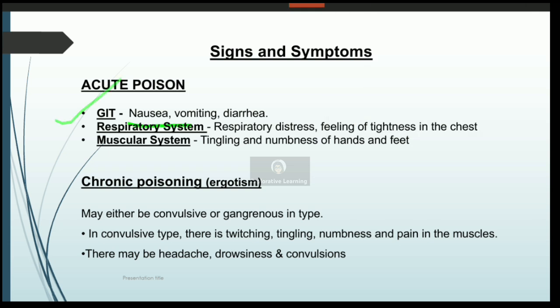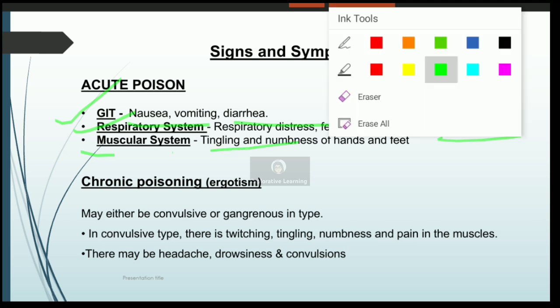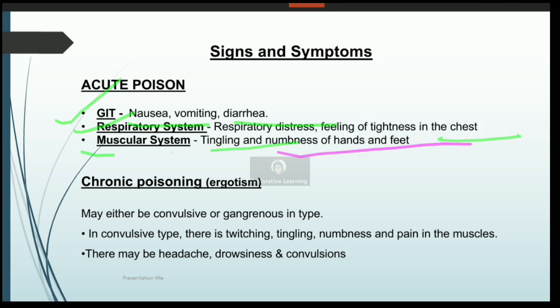Then some common signs and symptoms of ergotism include nausea, vomiting and diarrhea. It affects the gastrointestinal tract. In the case of the respiratory system, it can cause distress in breathing, some slight discomfort, and tightness or pain in the chest. It also has a harmful effect on the muscular system. Tingling and numbness of feet and hands are the most common symptoms in case of ergotism.